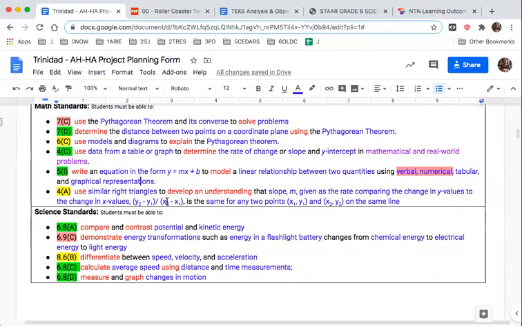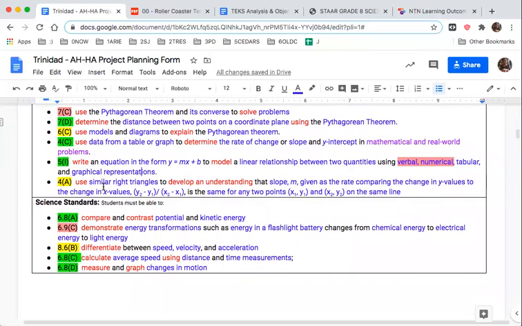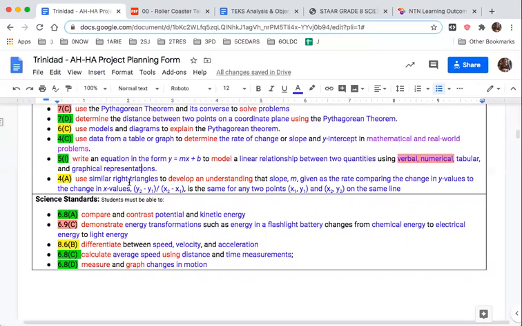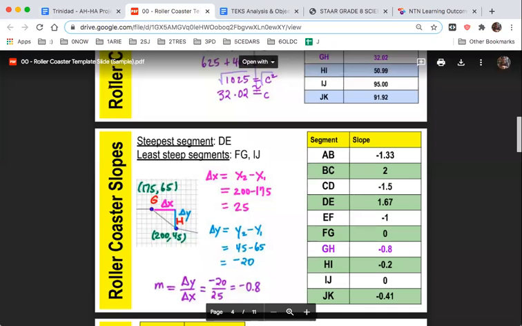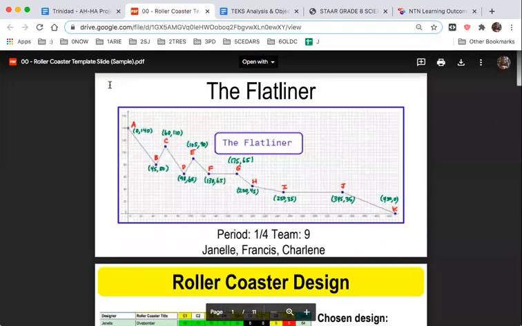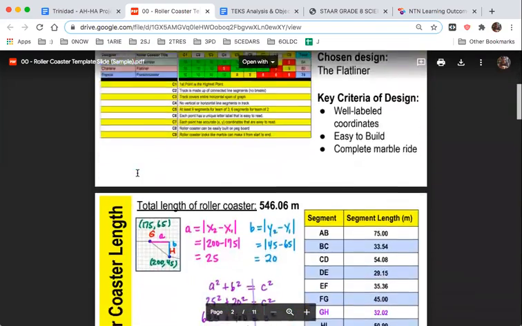And then similarly, the standard here for A, using similar right triangles to develop an understanding that slope is given as the rate comparing the changes in values, et cetera. So this standard was looking at using similar right triangles to show that the slope at any 2 points on a line are the same. I knew that this context, this product, would generate a lot of opportunities to maybe verify that in a presentation.